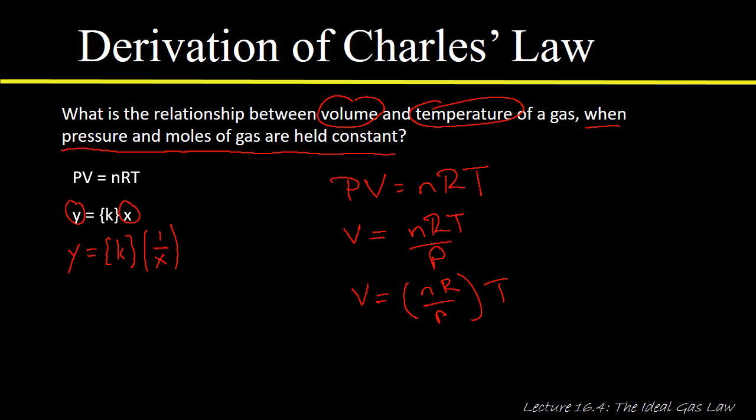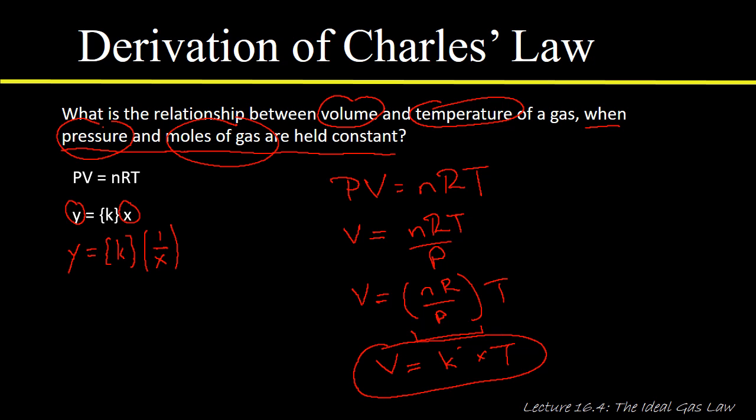Now, R in this equation is the ideal gas constant, so we know that R is a constant. But in Charles's law, when we're changing the volume and the temperature, the pressure and the number of moles of gas are also constant. So that means the n and the P are also constants. So if n is a constant, and R is a constant, and P is a constant, then this whole thing here is a new constant. We call it K prime or something. So this tells us volume is equal to K prime times T.